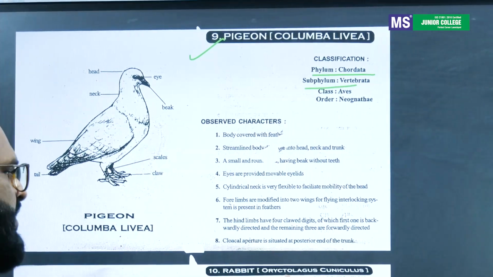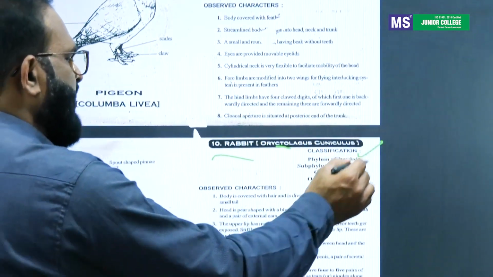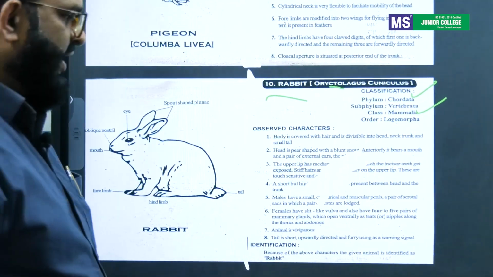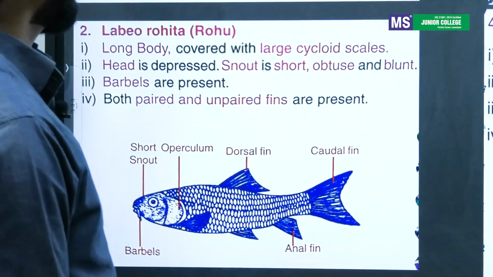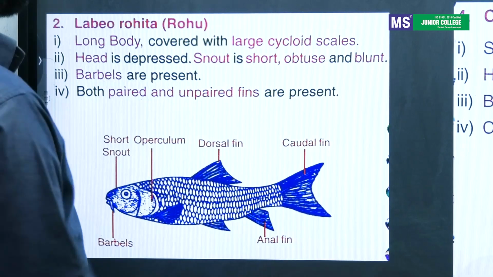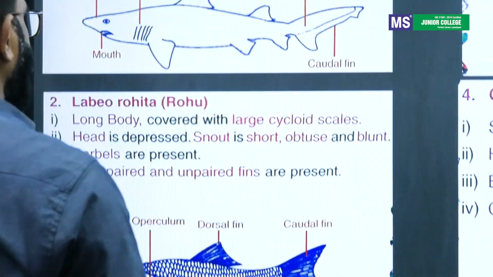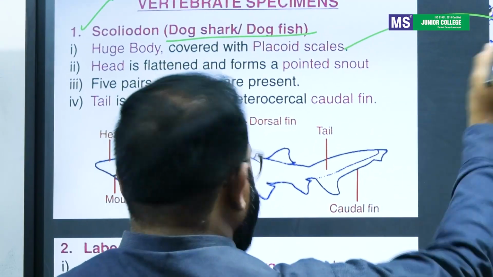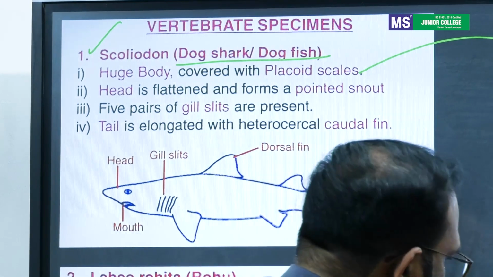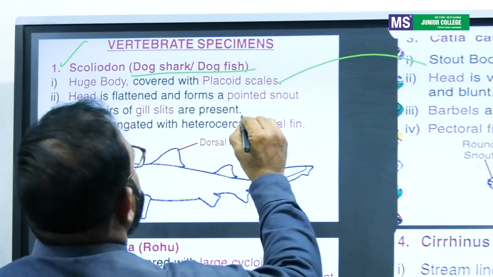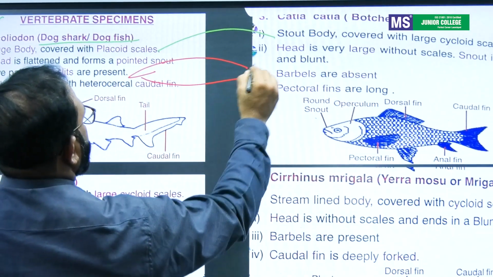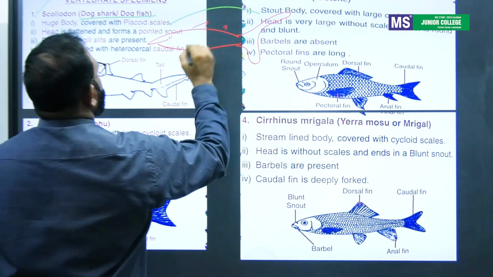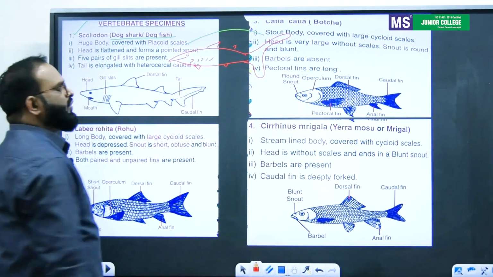Rabbit, Oryctolagus cuniculus, phylum Chordata, class Mammalia. Right. And coming to vertebrate specimens, Scoliodon, and you have to draw the diagram, students. I'll show you a simple diagram of how to draw. Rough diagram, see. Right. Scoliodon.